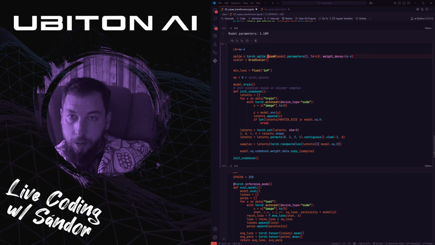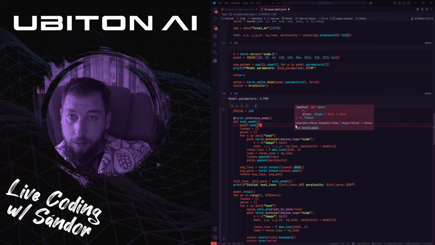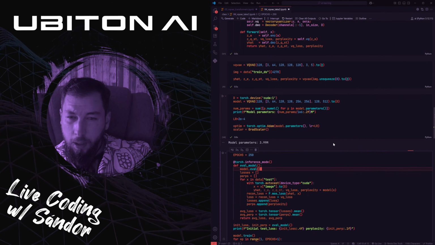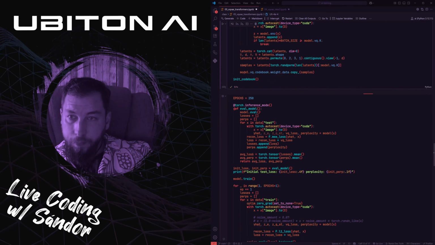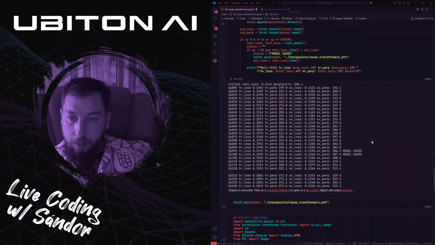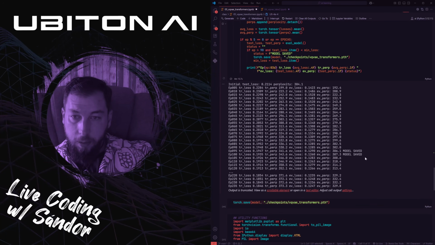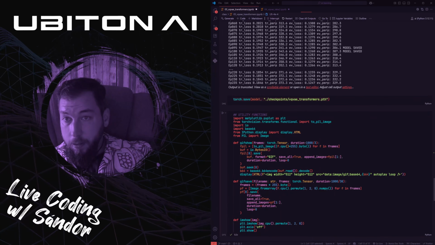And a few other changes, I think, because this also uses only Adam and no weight decay. So there are many hyperparameters to play around with, that's for sure.